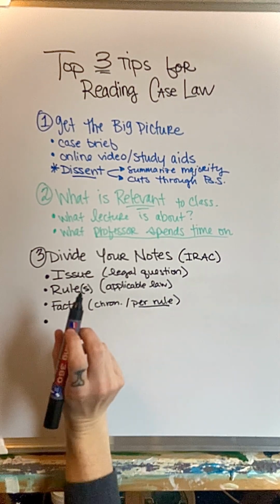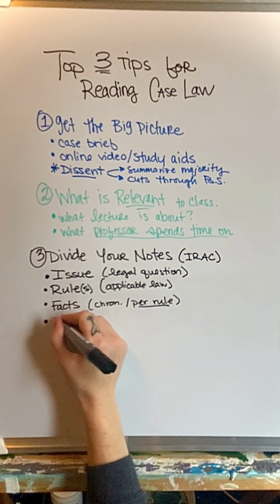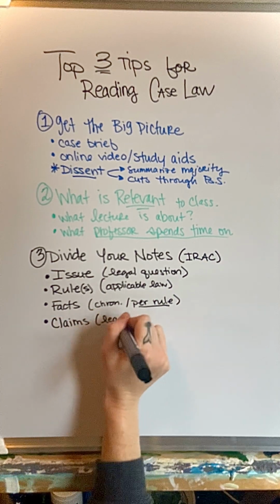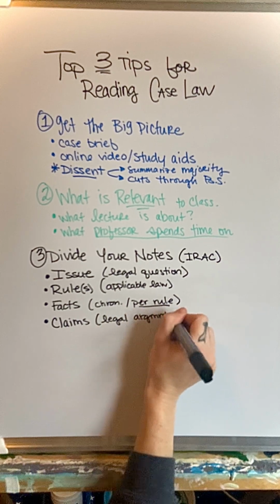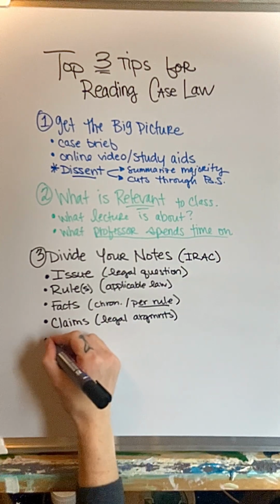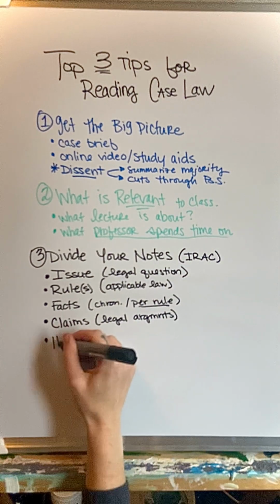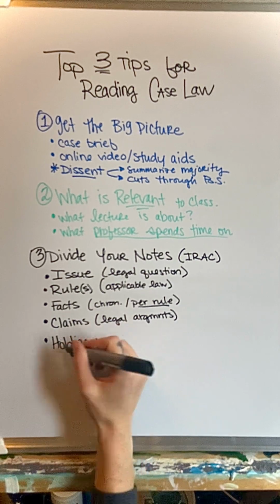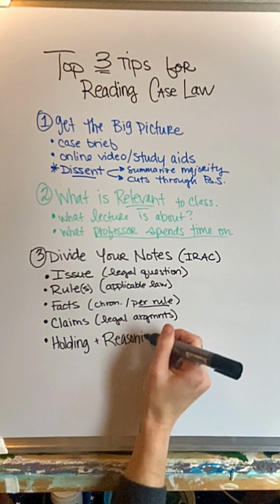Okay, so you've got the issue, rules, facts. I always love to know the claims. These are the legal arguments from each side. And this will really help you with analysis in the future. And so then C, conclusion. When you're reading a case, that is the holding, which is what the court decides, and their reasoning, why they made that decision.